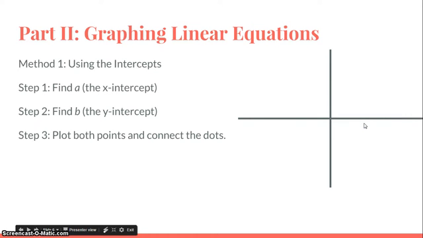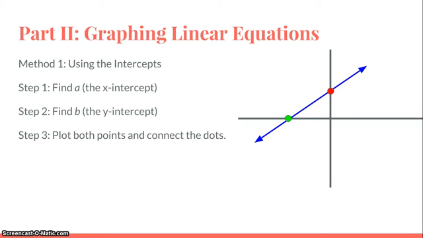Okay, part 2, graphing linear equations. So the first method that we're going to use is graphing these intercepts. We spent all this time talking about what they are. Let's put them to good use. So the first thing we're going to do is find that x-intercept. And that would be this point here in this case. Then we would find the y-intercept, another point here. And finally, once I've got both of those points plotted, I would connect the dots. And really, it's as simple as that.